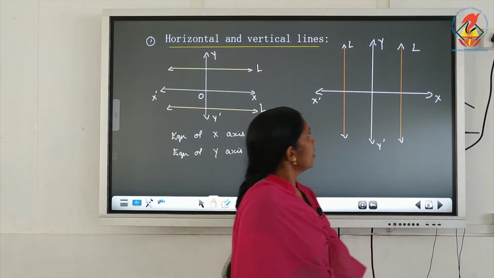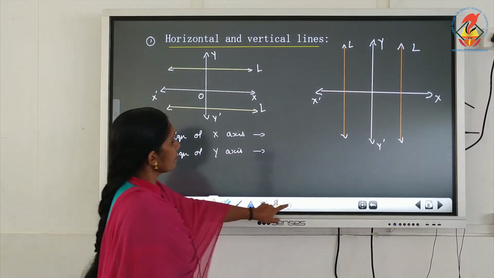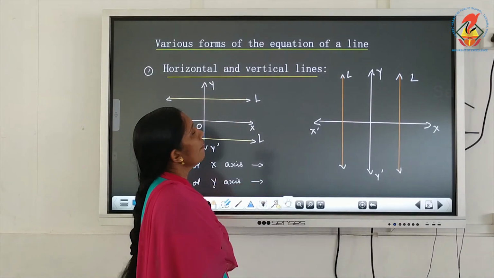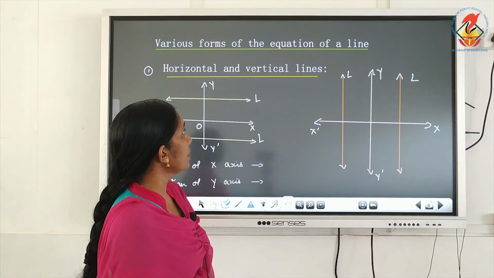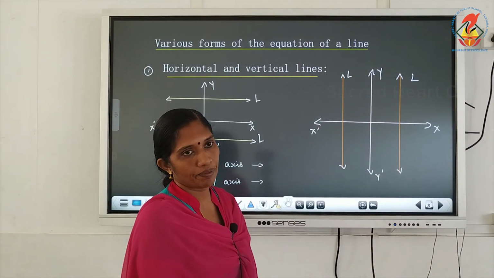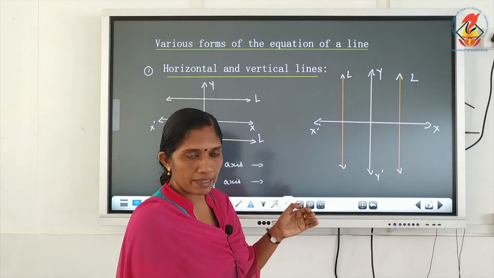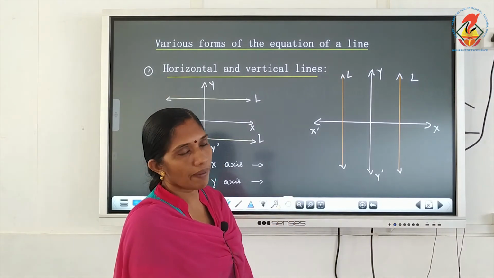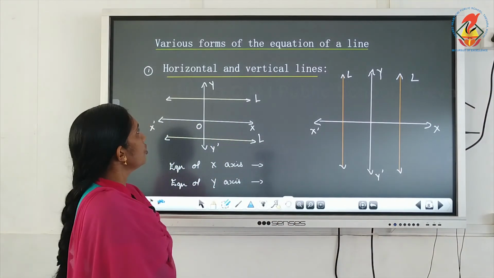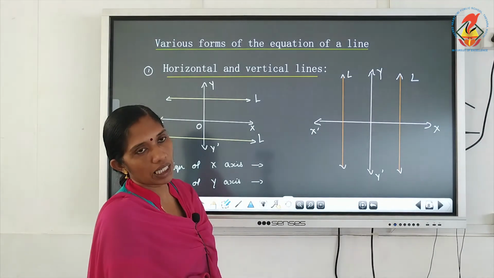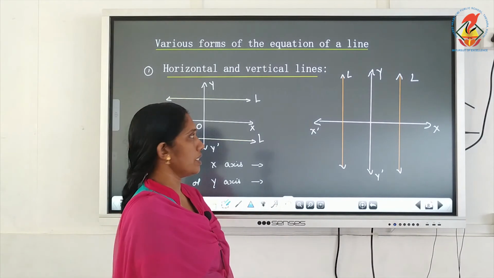Now the next topic is various forms of the equation of a line. How to write the equation of a line? There are different cases. So the first one is how to write horizontal and vertical lines, and how to write their equations.